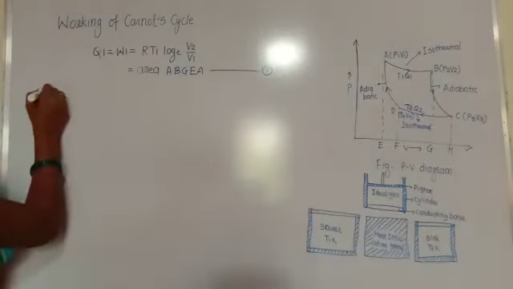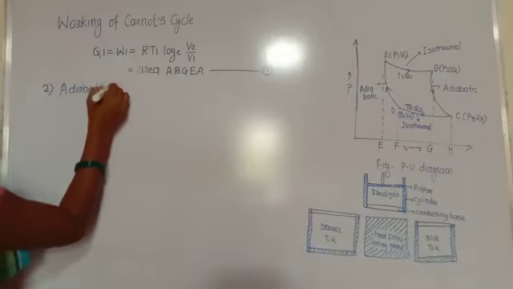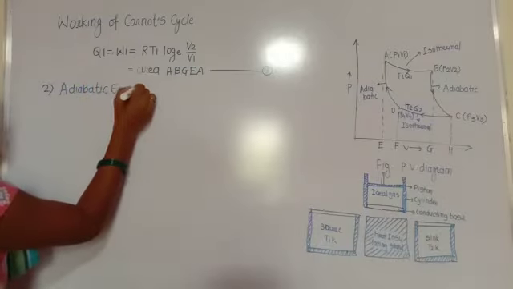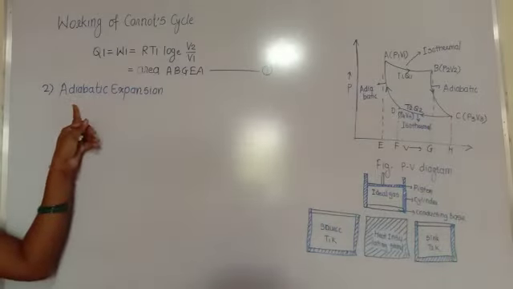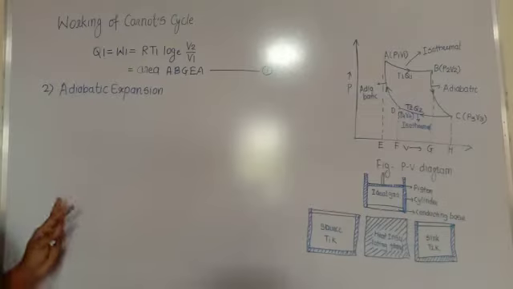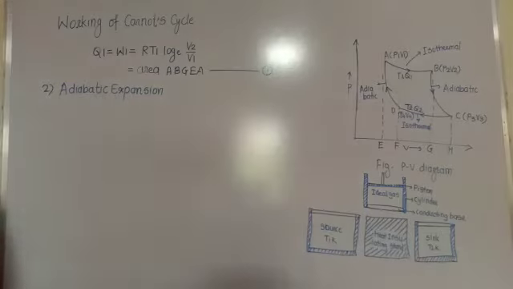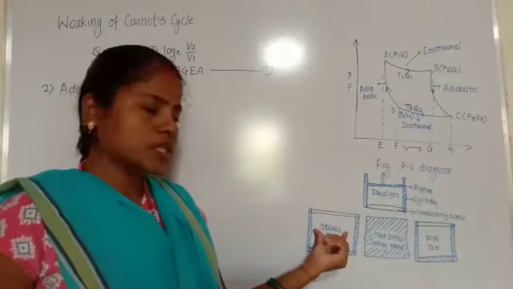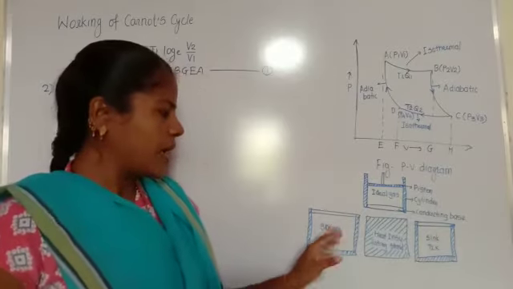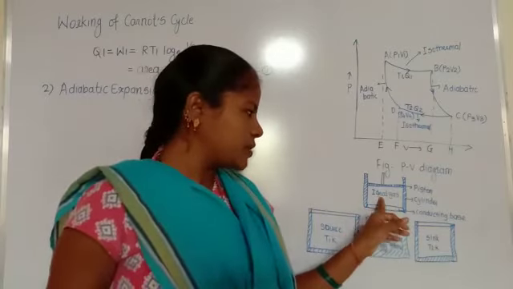Then the second operation is the adiabatic expansion. This is the second operation performed in the Carnot cycle. As per the name, in adiabatic expansion there is no loss or extraction of energy, which means the energy becomes constant. In the previous class we saw the cylinder kept on the source, which has the higher temperature T1, and Q1 amount of heat is extracted from the source and absorbed by the working substance.